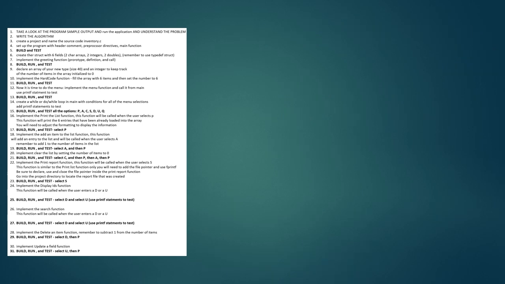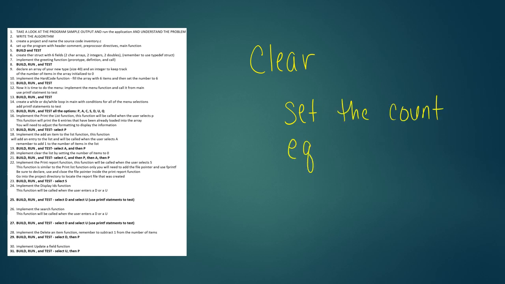How do you clear your list? To clear the list, all you need to do is set the count equal to 0. You don't need a function to do this. You just, inside of your main function, if the user chooses the option C, you just say count equals 0.